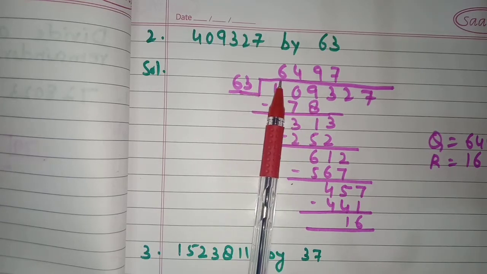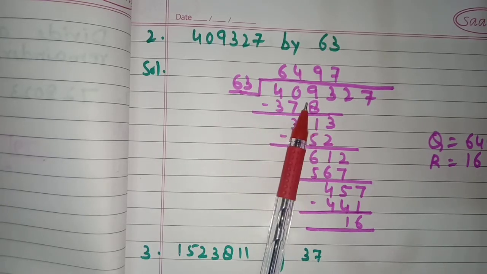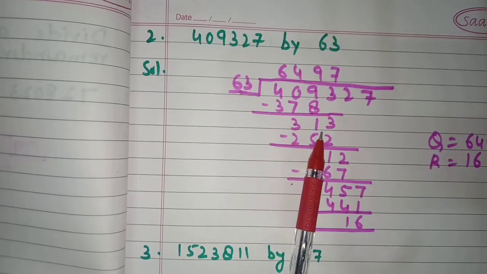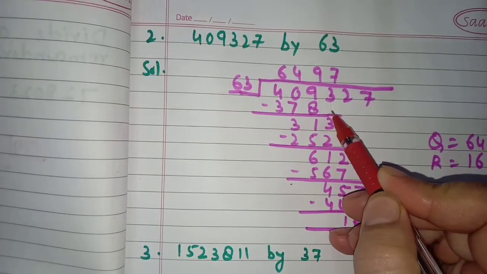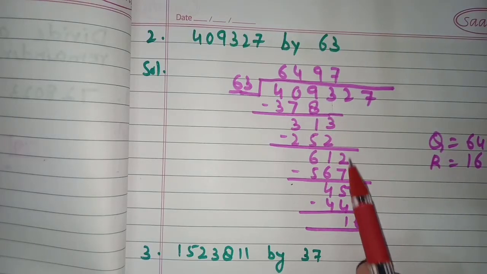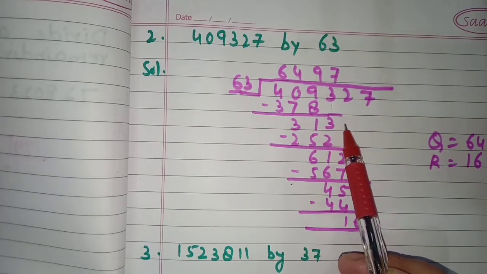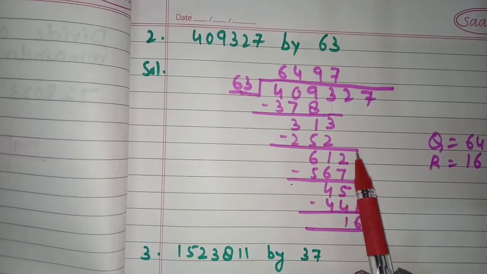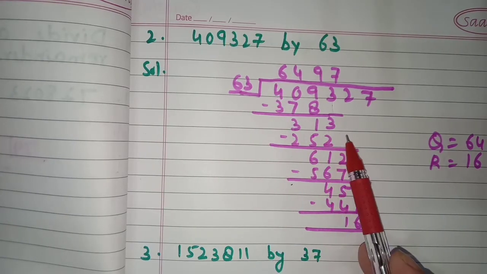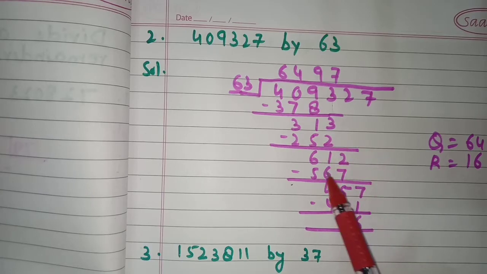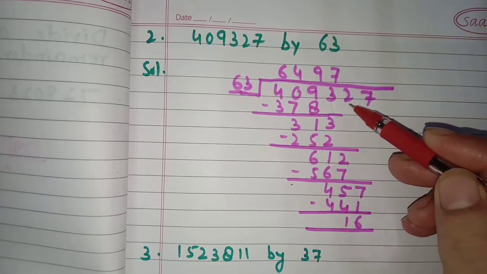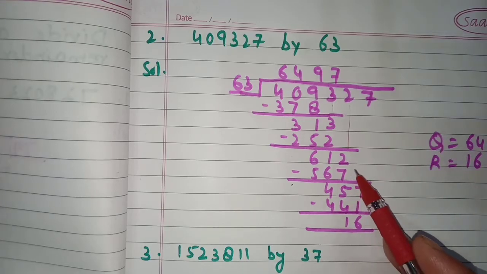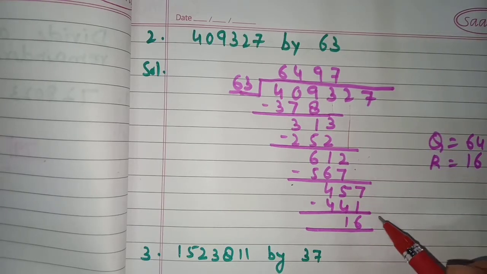So 63 into 6 will be 378, and after subtraction we will get 31. Now we will bring down this next digit 3 here. Fine. Now the next dividend is 313. Now 63 into 4 is 252, which is nearest to 313. Now after subtraction we'll get 61, and then we will bring down this next digit 2 here. Now the next dividend is 612.